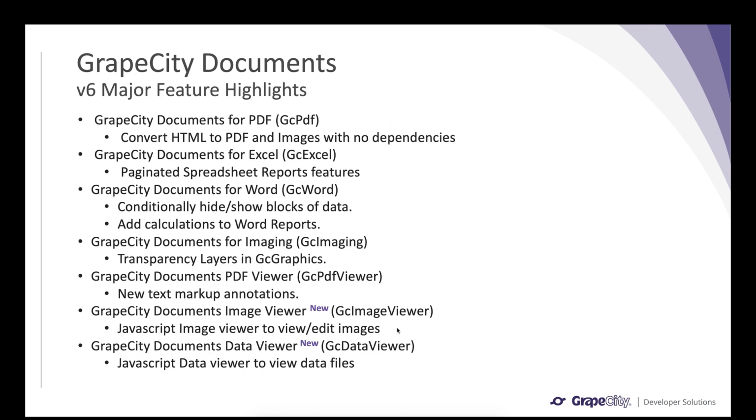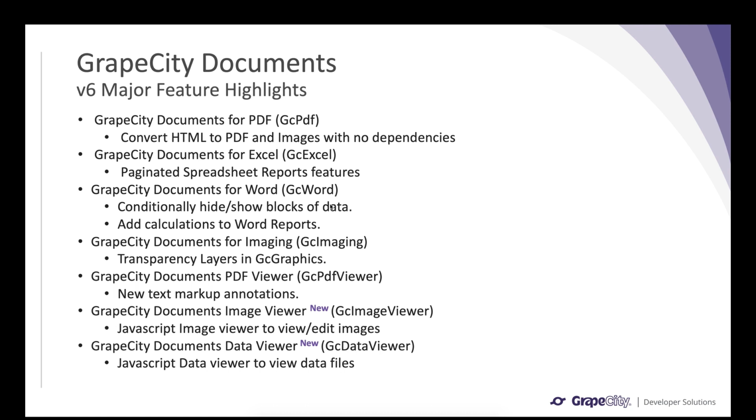So this is the agenda for today's webinar, and I will be covering major feature highlights in the V6 release. In GcPDF, we have updated our existing GcHtml package that will help you to convert HTML to PDF and images without any dependencies. In GcExcel, we had introduced the concept of paginated spreadsheet reports in the last release. Basically, it paginated the spreadsheet into various worksheets. We have added more API to this feature now, and you can accomplish more Excel layouts with this feature.